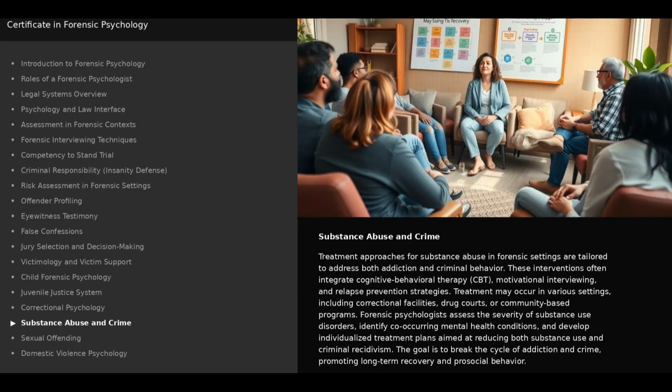Treatment approaches for substance abuse in forensic settings are tailored to address both addiction and criminal behavior. These interventions often integrate cognitive behavioral therapy, CBT, motivational interviewing, and relapse prevention strategies. Treatment may occur in various settings, including correctional facilities, drug courts, or community-based programs. Forensic psychologists assess the severity of substance use disorders, identify co-occurring mental health conditions, and develop individualized treatment plans aimed at reducing both substance use and criminal recidivism. The goal is to break the cycle of addiction and crime, promoting long-term recovery and pro-social behavior.